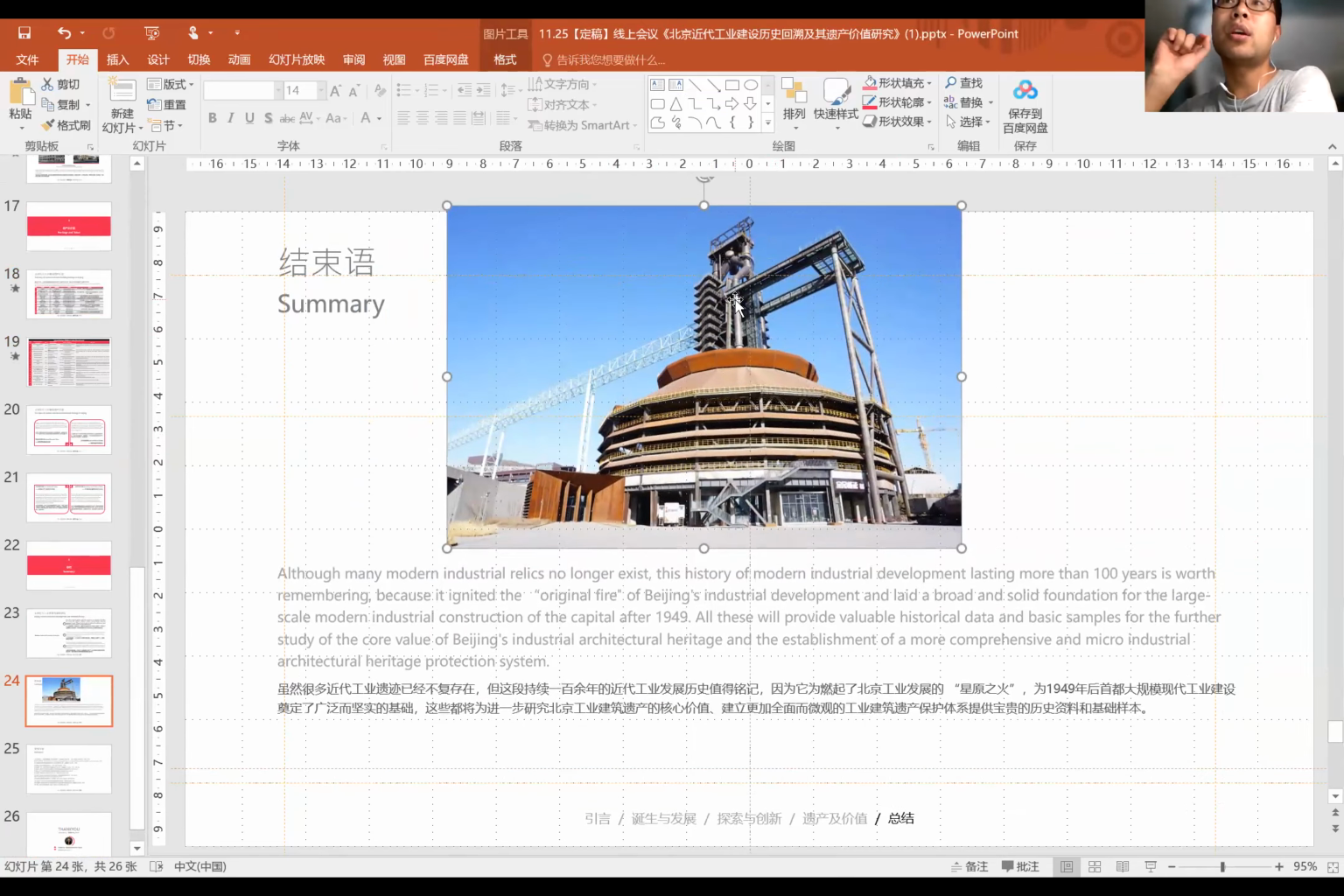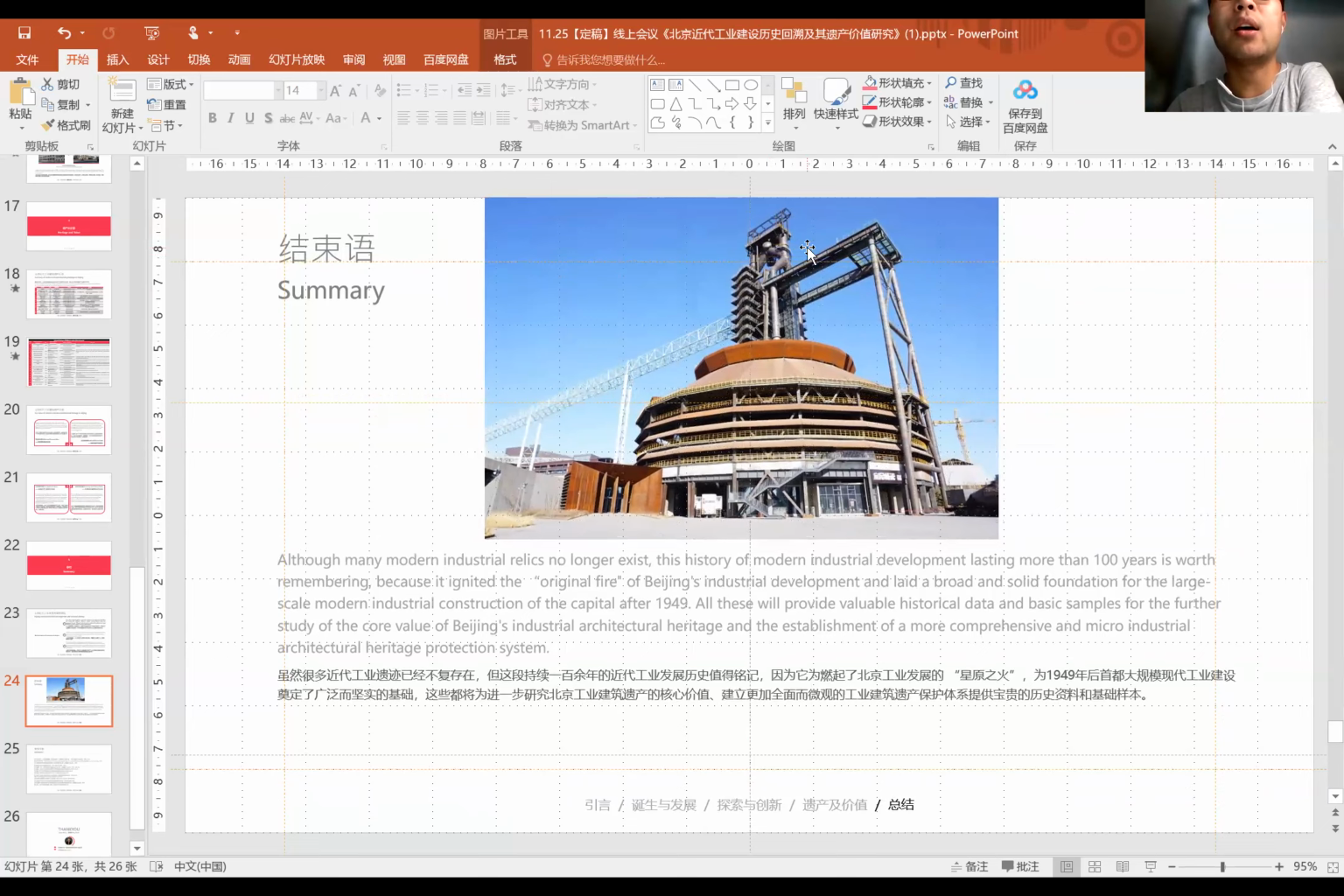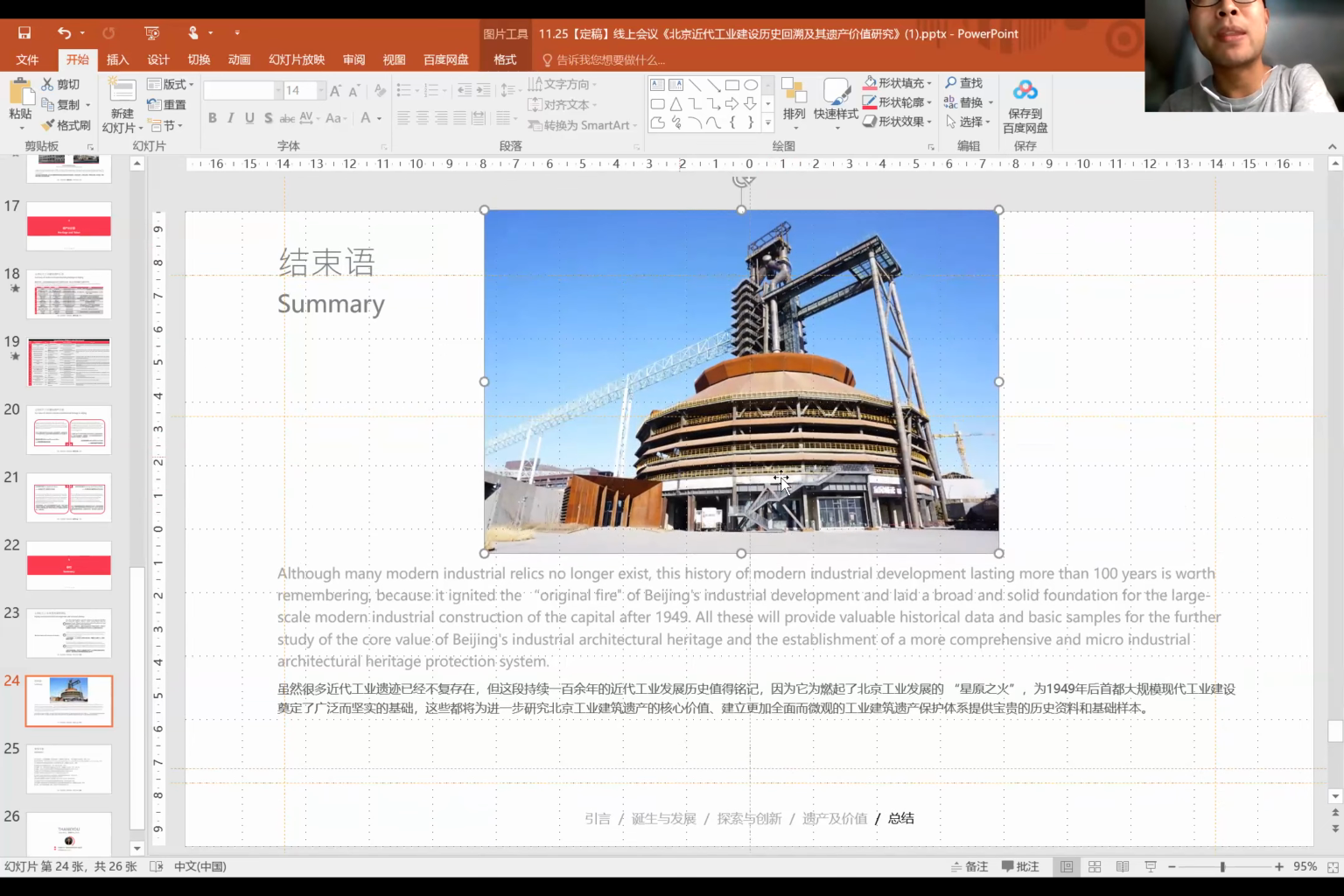This is not the earliest furnace in Shogun, but it was built by Chinese people, and it was founded after 1948. This furnace was the largest one during that time, so it is the most significant in the Shogun area. It's now transformed into an industrial tour area. On this floor, it's transformed into a museum, the steel museum. At the top is made of glass, and from here we can see a bird's-eye view of the whole city in Beijing. Yeah, it is quite attractive.